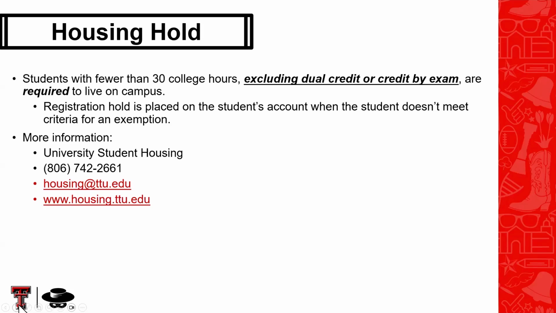A registration hold is placed on your account if you do not meet this criteria or an exemption. For information about criteria on this hold or to request an exemption, please contact University Student Housing. Their number is 806-742-2661. You can email them at housing@ttu.edu or visit their website, www.housing.ttu.edu, for more information about the housing requirement to live on campus.